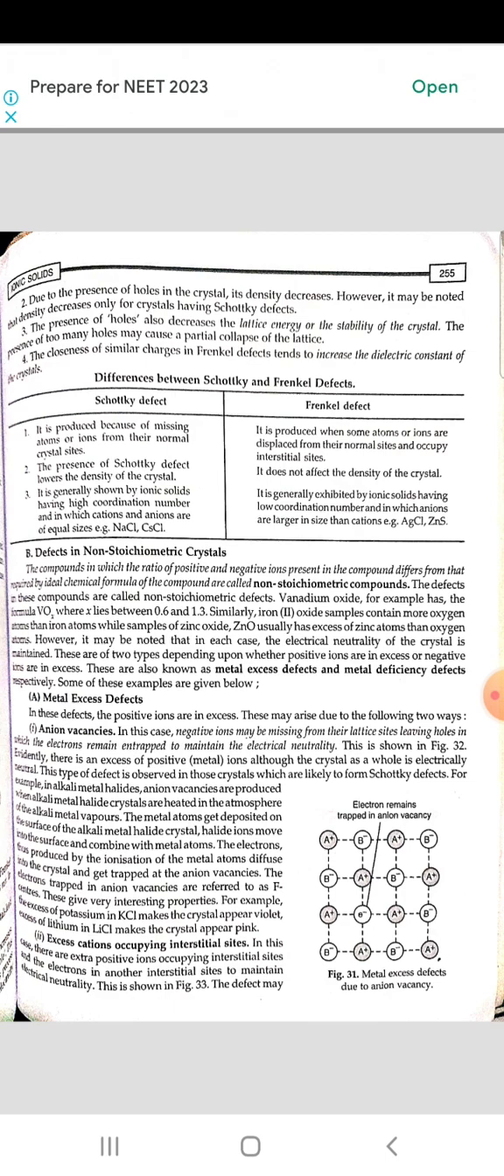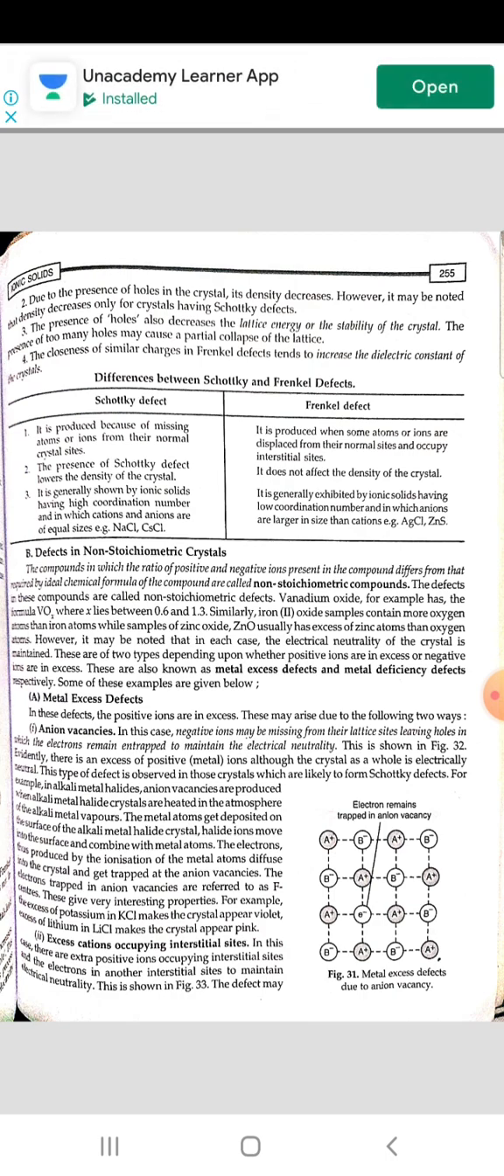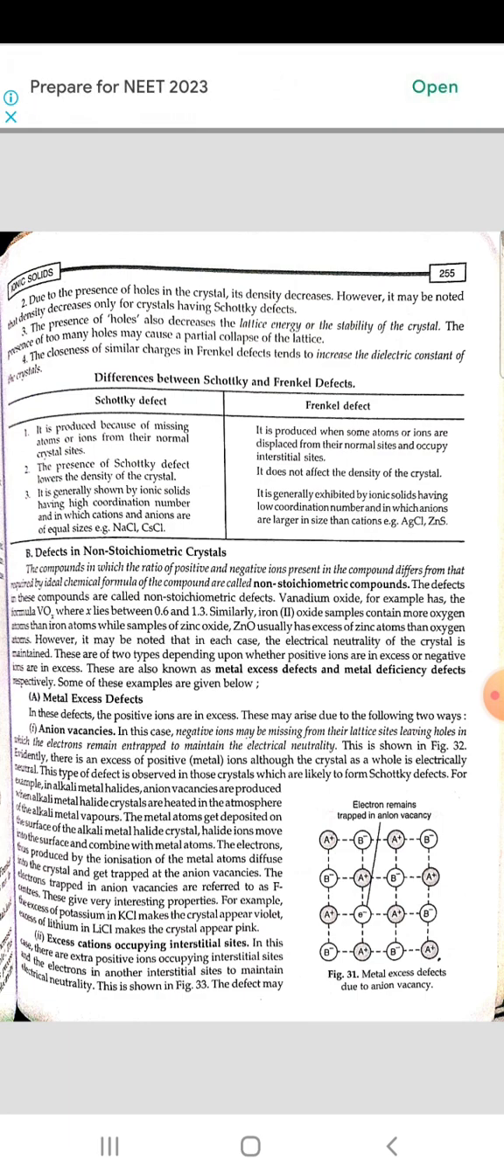The compounds in which the ratio of positive and negative ions present in the compound differ from that required by the ideal chemical formula of the compound are called non-stoichiometric compounds. The defects of these compounds are called non-stoichiometric defects. Vanadium oxide, for example, has the formula VOx, where x lies between 0.6 and 1.3.